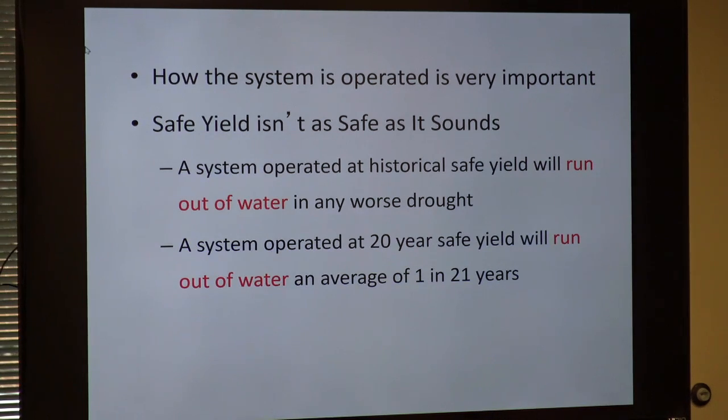So these are just certain examples that we're giving. Safe yield is studied in many different ways. Safe yield for a reservoir is different than safe yield for groundwater, and the calculations are different too. So a system operated at 20-year safe yield will run out. When you say 20-year safe yield, that means there's a possibility of running out of water in the 21st year.